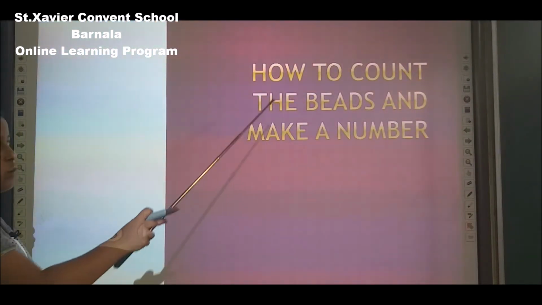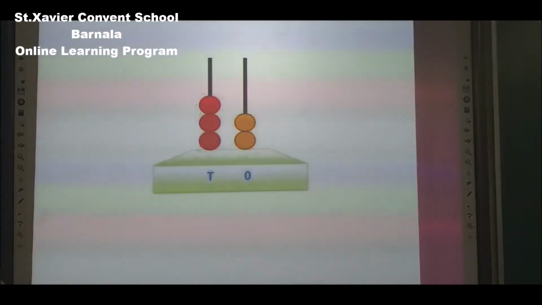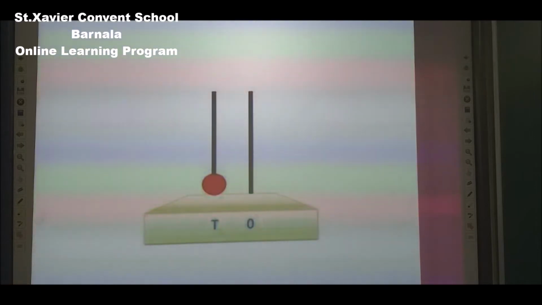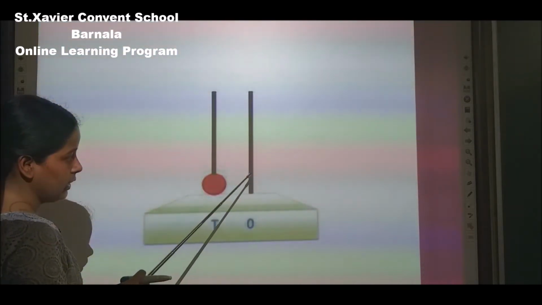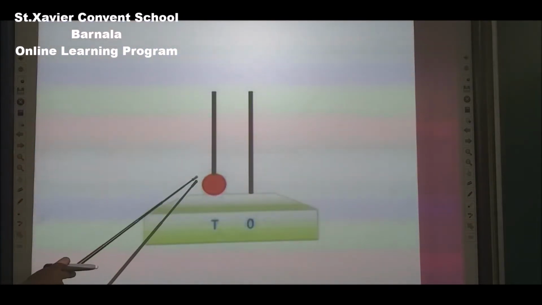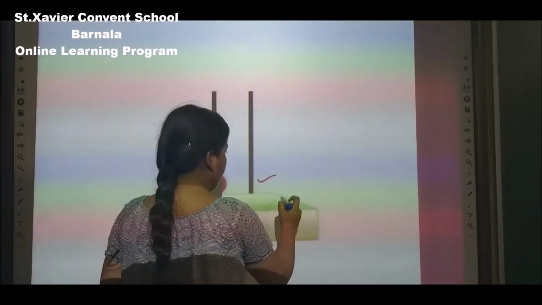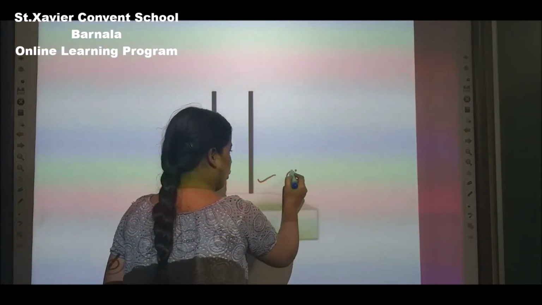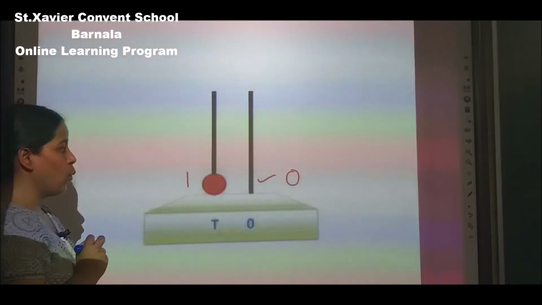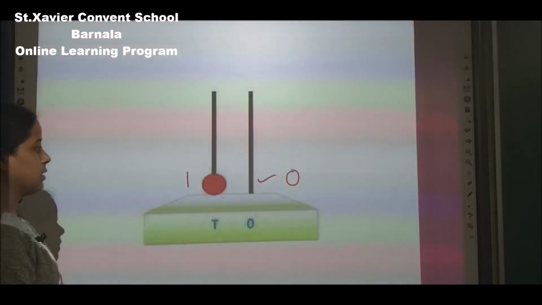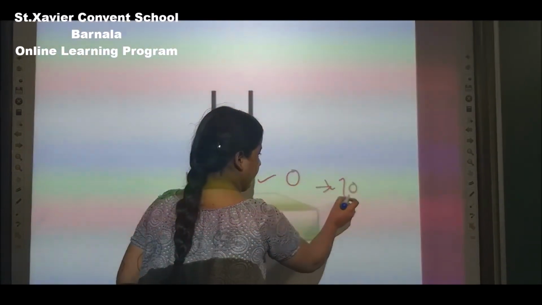Next, how to count the beads and make a number. First, at the ones place we don't have any beads and at the tens place we have a red bead. So, at the ones place we don't have any value, so it is 0, and at the tens place we have one red bead, so it is 1. So, this abacus represents the value 10.